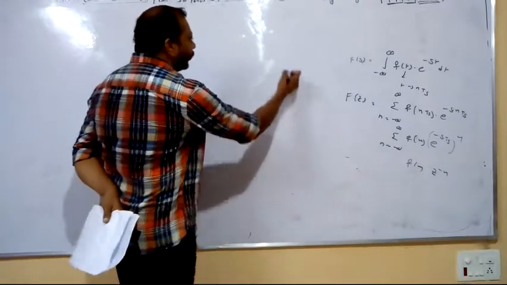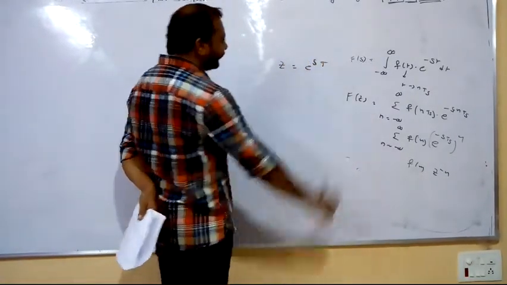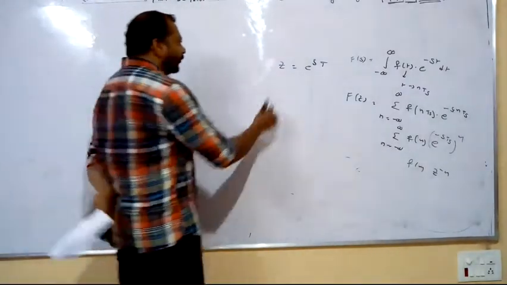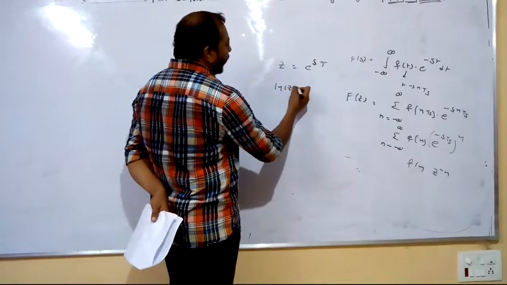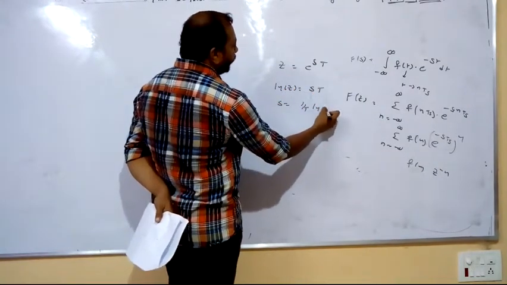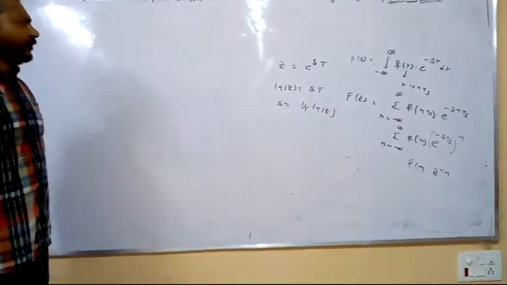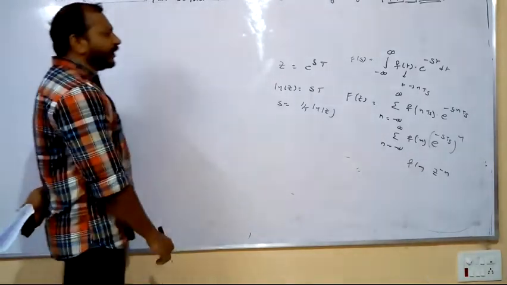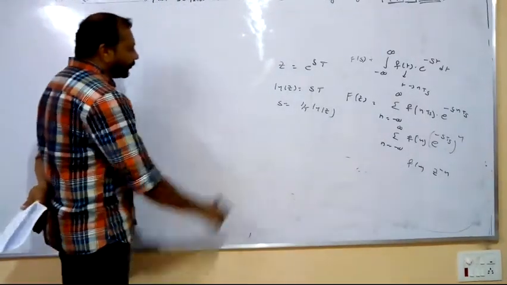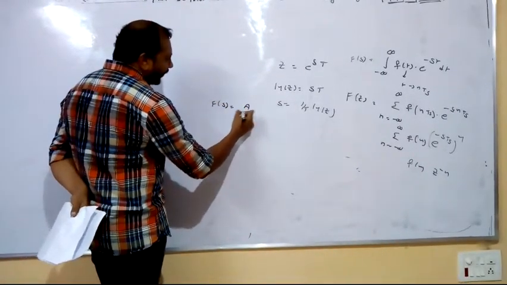So the corresponding z is equal to e to the power sT, where T is the sampling interval. The corresponding ln of z is equal to s into T. So s is equal to 1 by T ln of z. Like this, the option may be available. That is for e to the power sT, s equals 1 by T ln of z.